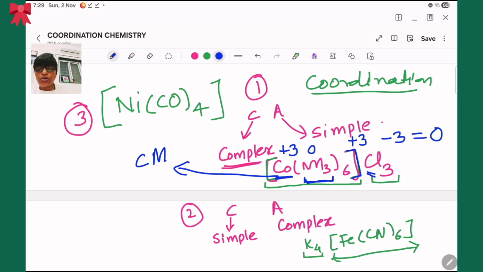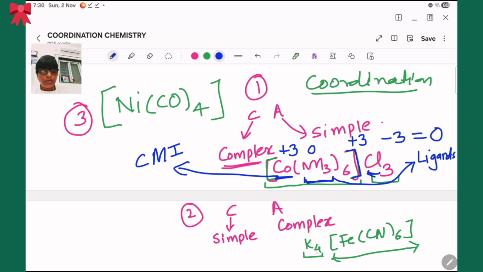So what is cobalt? Cobalt is the central metal ion. What is ammonia? The 6 ammonia molecules are nothing but Lewis bases, or we can say they are the ligands. And what kind of ligands are they? Of course, they are neutral ligands because they do not have any charge. And what is Cl minus? The Cl minus is nothing but a simple anion, which can be called a counter ion.